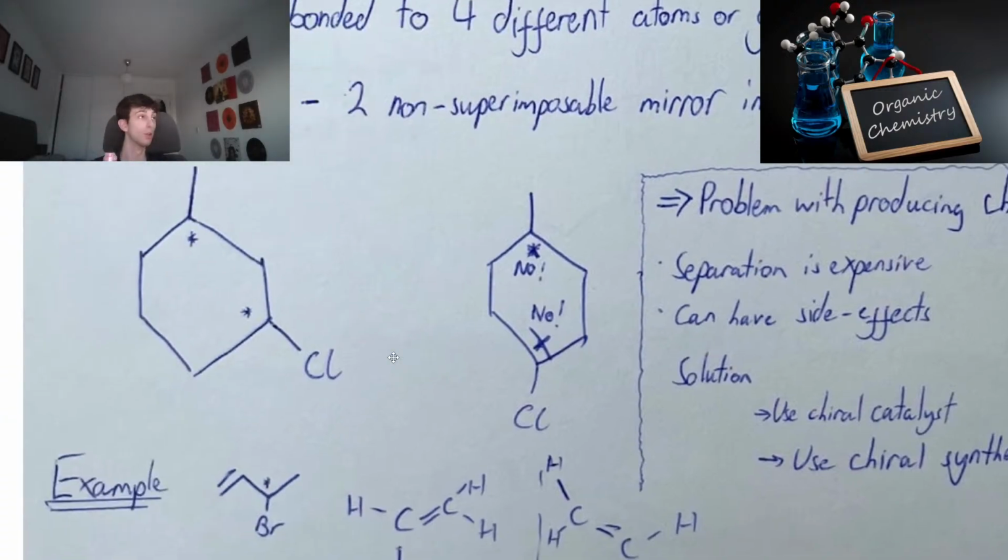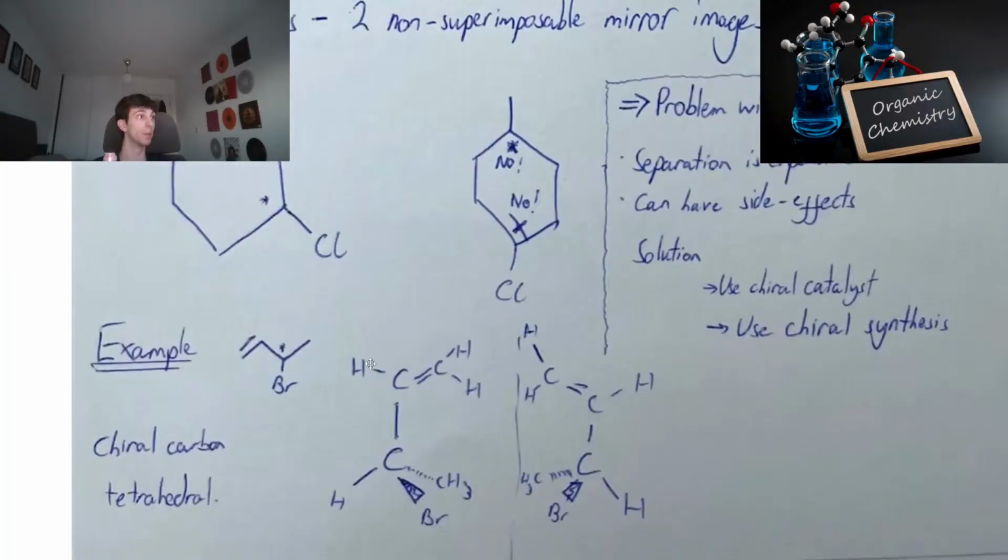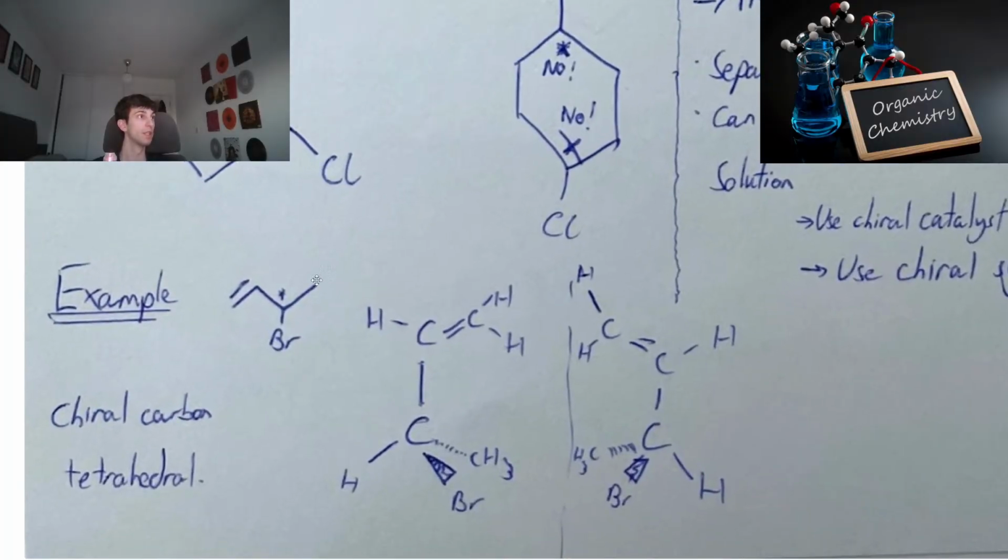Now, drawing those non-superimposable mirror images, look at the example here. Remember, guys, with a chiral carbon, it will be tetrahedral in shape because we have that carbon bonded to 4 different atoms or groups.